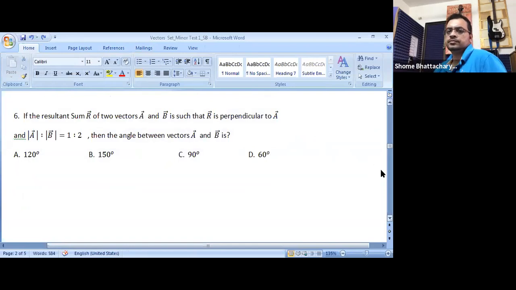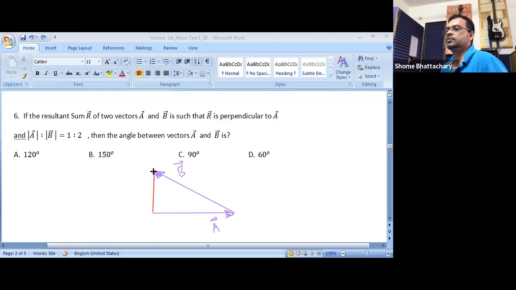Let's try this out. Yeah, Prince, doubt in this question. So let's understand the question. So the resultant of A and B is such that R is perpendicular to A, and the ratio of A to B is 1 is to 2. So just try to think how we'll solve in terms of the triangle. Vector triangle यहाँ पे कैसे दिखेगा? Try to think. So if this is, let's say, the vector A, and this is the vector B, so that the resultant is becoming perpendicular.